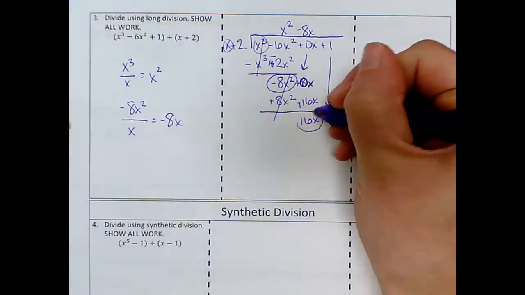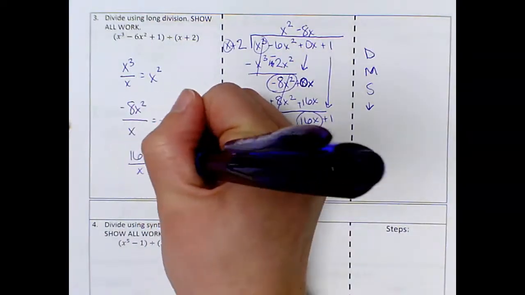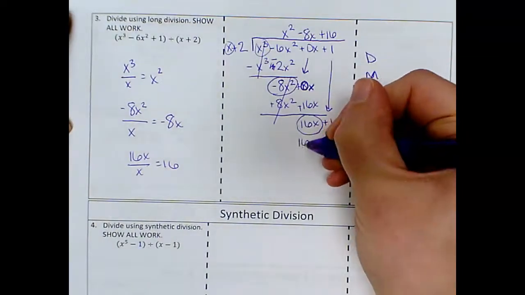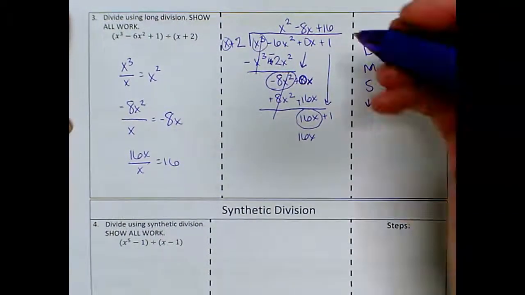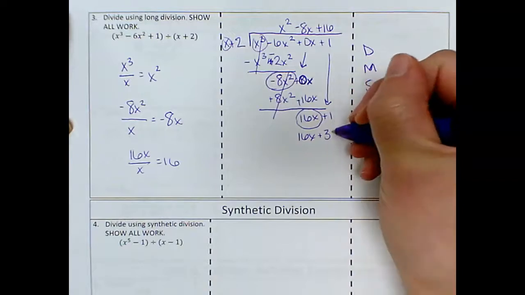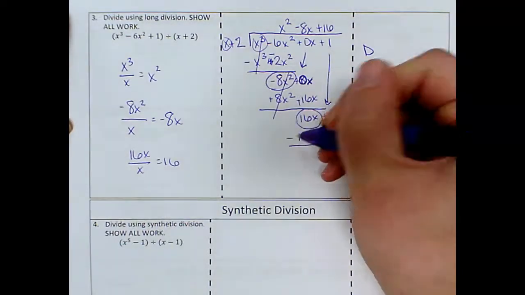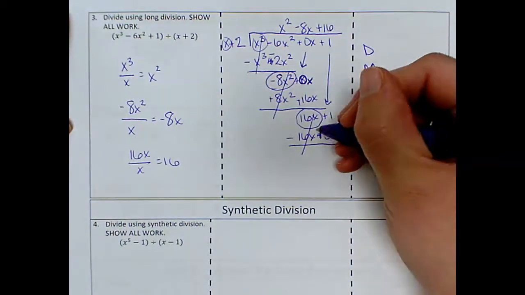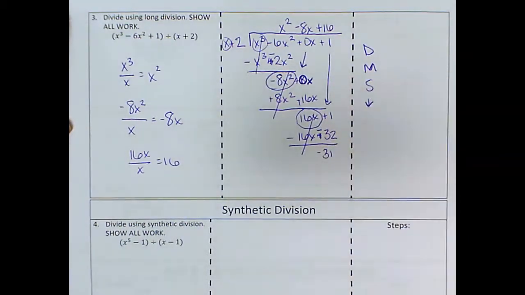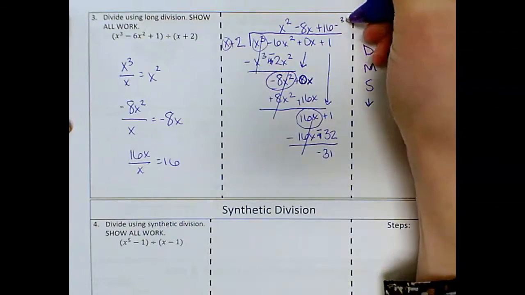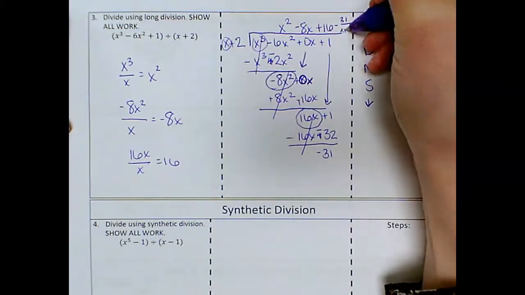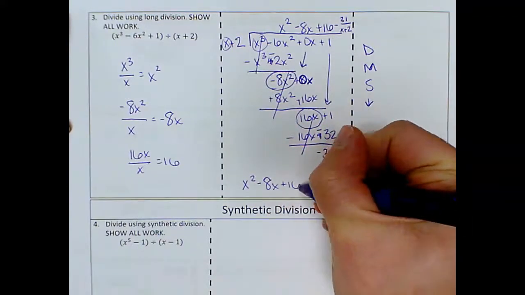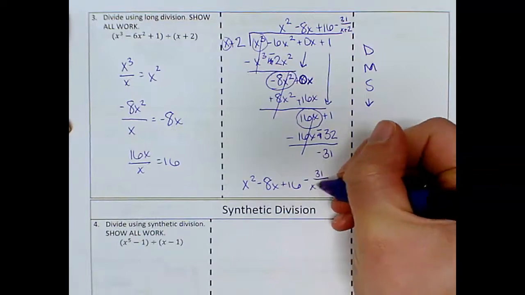Last cycle, 16x divided by x is 16, so that's my constant. 16 times x is 16x. 16 times 2 is 32. I draw the line, I change both signs. 16x minus 16x is no x's. 1 minus 32 is negative 31. That's my remainder. So I write it as minus 31 over x plus 2. So that's my final answer. X squared minus 8x plus 16 minus 31 over x plus 2.